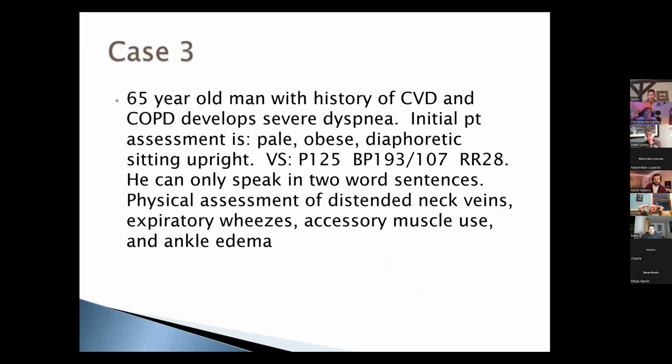Okay, after this case, we'll keep going a little bit and then we'll take a break. So what do we think here? A 65-year-old man with a history of cardiovascular disease and COPD develops severe dyspnea. Our initial assessment is the patient is pale, he's overweight, he's sweating, and he's sitting upright. His pulse is 125, his blood pressure is high, 193/107, his respiratory rate is 28. He can speak only two-word sentences.